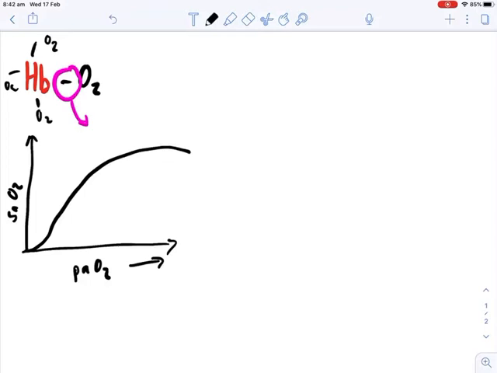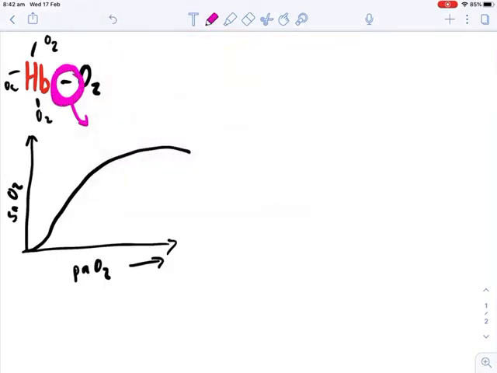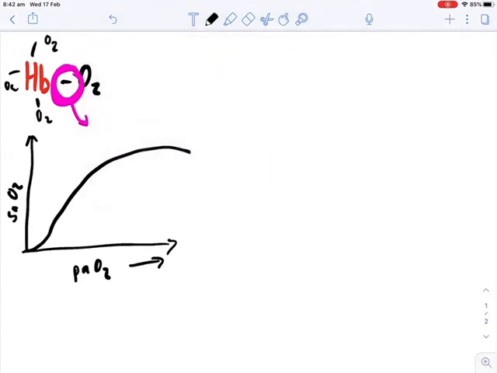So what I think about is this bond here, because we need this bond to attach to oxygen and let go of oxygen at the optimal time in order for our cells to get the O2 for cellular metabolism. So this bond here is a covalent bond.